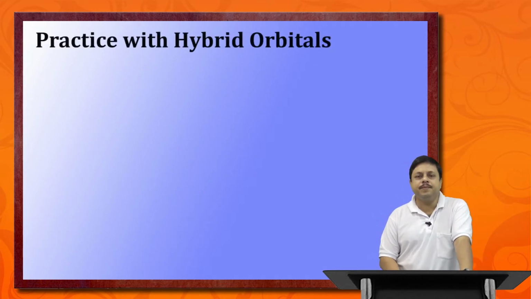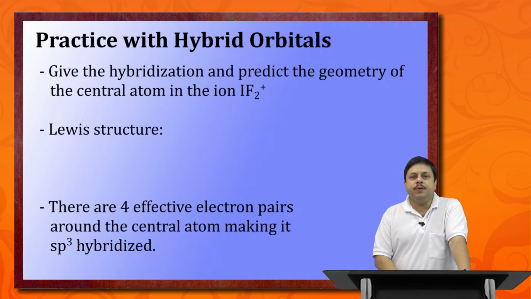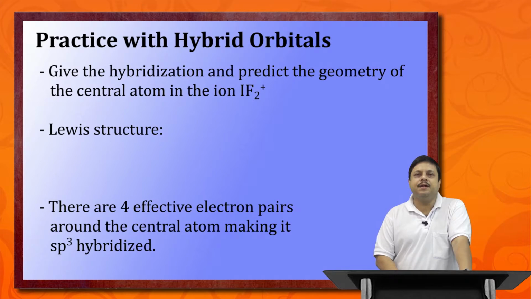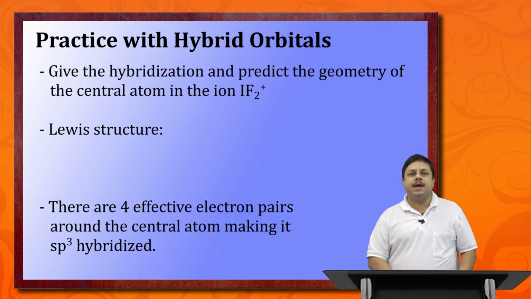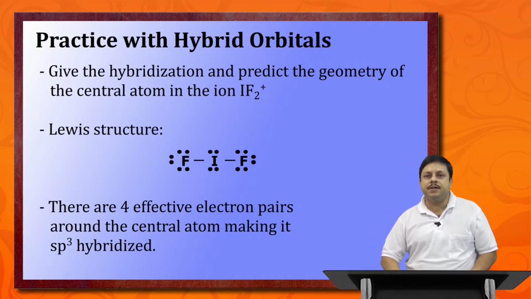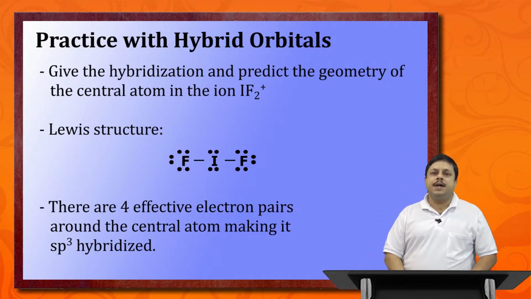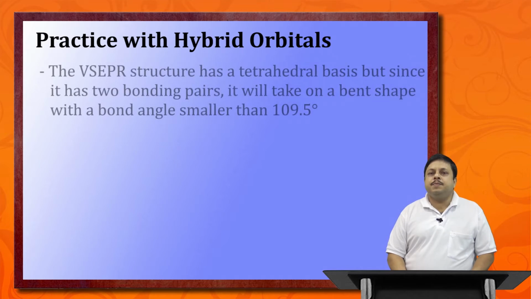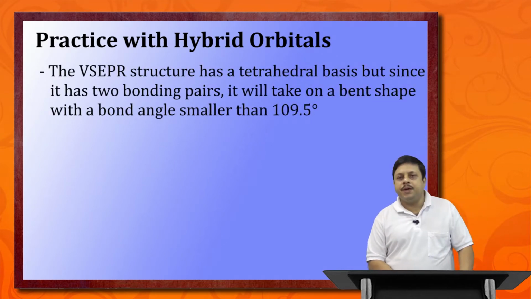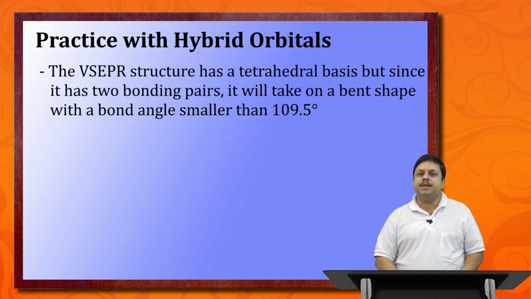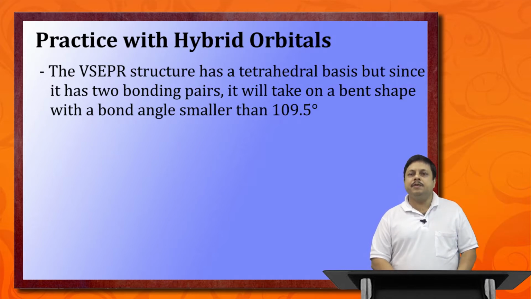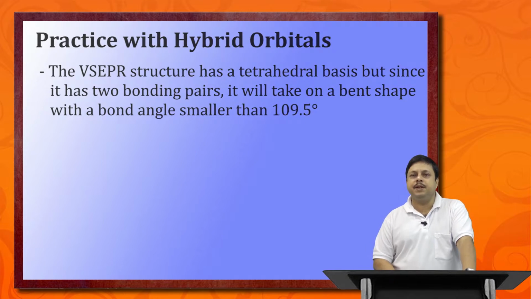Some practice problems. This is iodine difluoride, IF2 plus. This is the Lewis electron dot structure. This is sp3 hybridized. So the VSEPR theory will predict it to be tetrahedral on the basis of the hybridization model, and it will be a bent molecule with a bond angle of about 109 degrees 5 minutes.